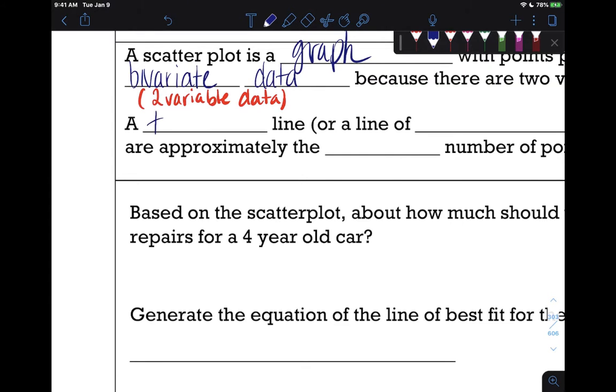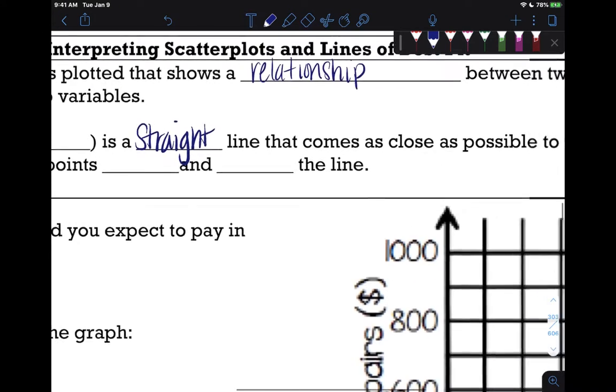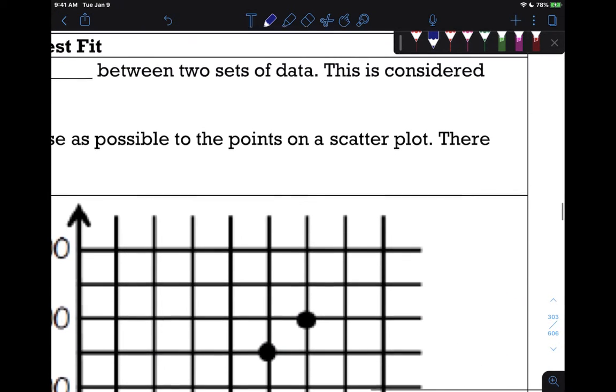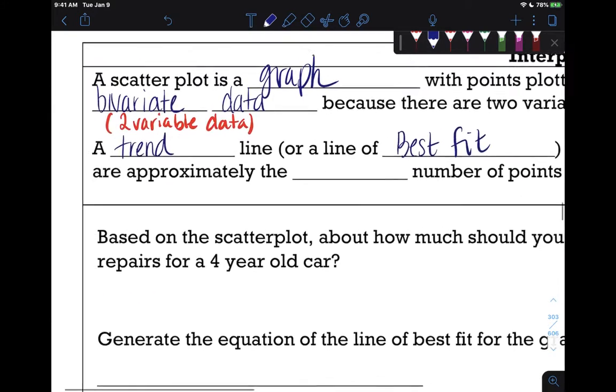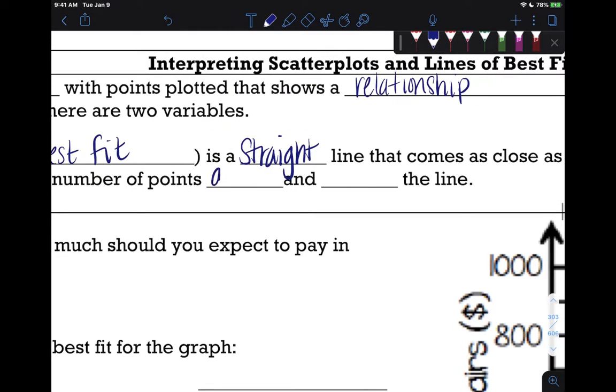A trend line, or line of best fit, is a straight line that comes as close as possible to the points on the scatter plot. There are approximately the same number of points above and below the line.